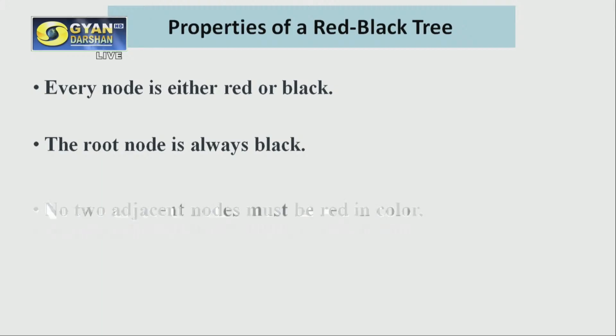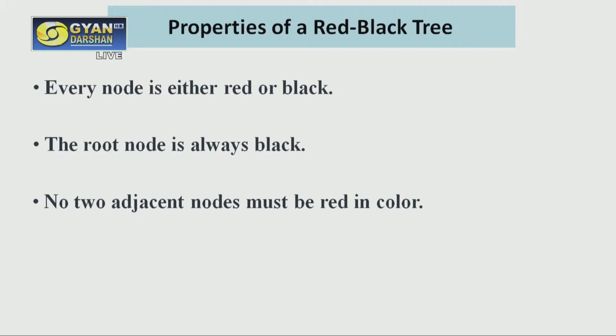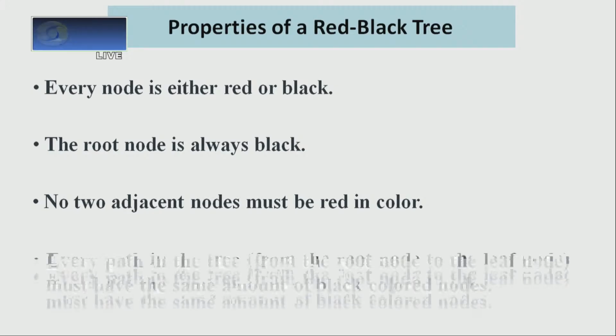Another property is that no two adjacent nodes must be in red color. In the red black tree, one may be red and another may be black, or both may be black. That is okay, but both may not be red. That is the third property.